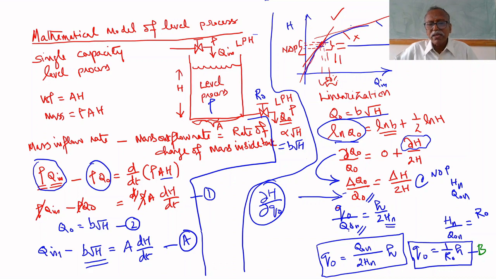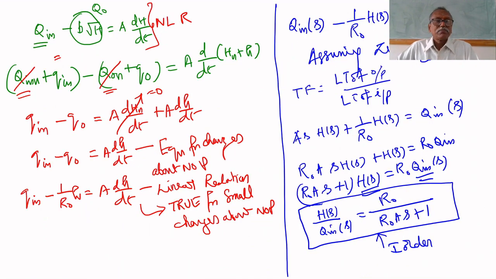Therefore, q naught divided by Q naught nominal. Q naught nominal is constant, because at this operating point only it is true, equals h divided by 2h nominal. Or we can write q naught equal to Q naught nominal divided by 2h nominal times h. This can be called 1 by R naught. Therefore, q naught equals 1 by R naught times h. We got another linear relation between outflow rate and the level. That can be used to find the linear mathematical model.